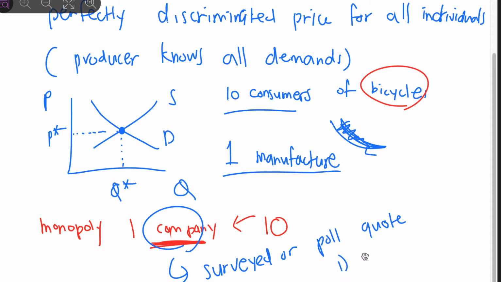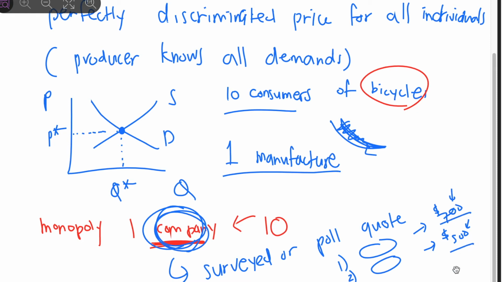And he knows, oh, consumer number one needs that bike. Oh, I'm gonna charge him $700 because he's willing to pay up until $700, right? And for number two, he's gonna say, oh, I'm going to offer this bike at the price of $500 because he's willing to pay up until $500, right? So the company or the firm is charging you at your maximum price. This doesn't have to do with the demand and supply curve because the supply is limited to only these 10 consumers, right?